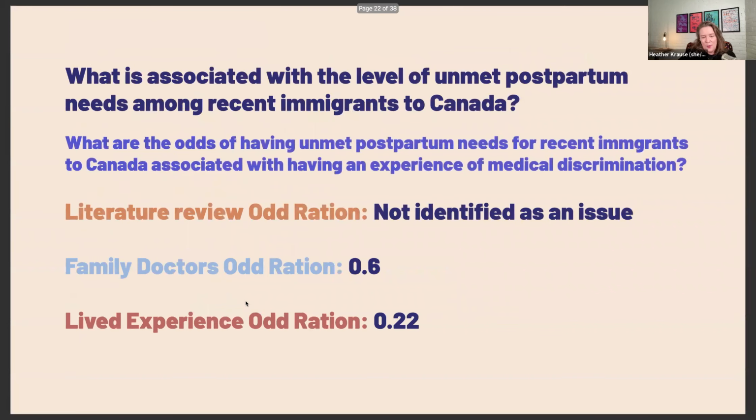I'm just going to really quickly go through another part of this same research so you can see that it doesn't have to only be about something like, did they have a cesarean or not?